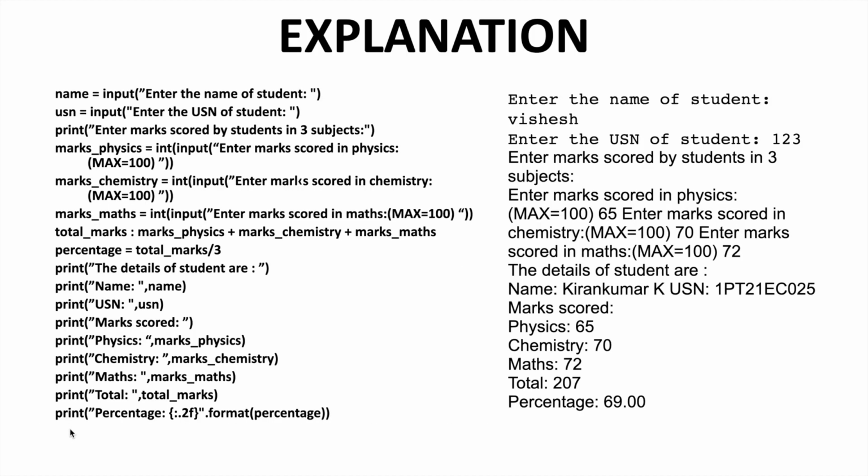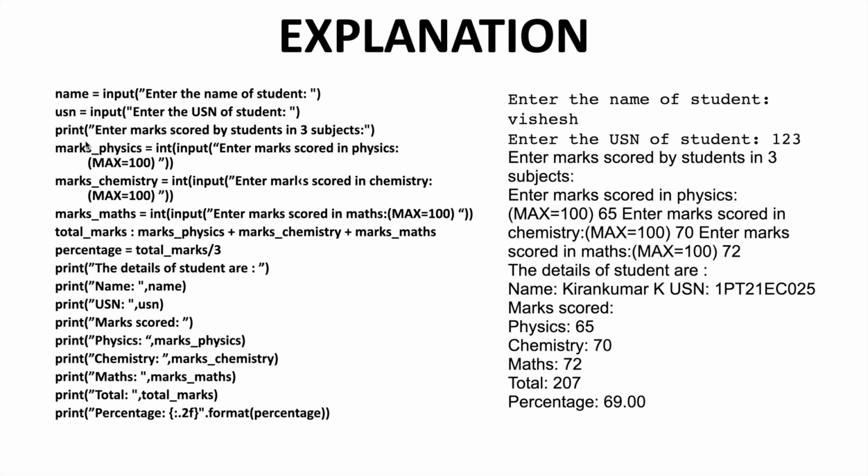See here. First, what it does: it will ask the user or student to enter the name. He will enter his name. According to this output, the student name is Vishesh. His name will be stored in the variable name. Now it will ask for the USN of the student. It will store the student USN in the variable USN. In this case my USN is 123.